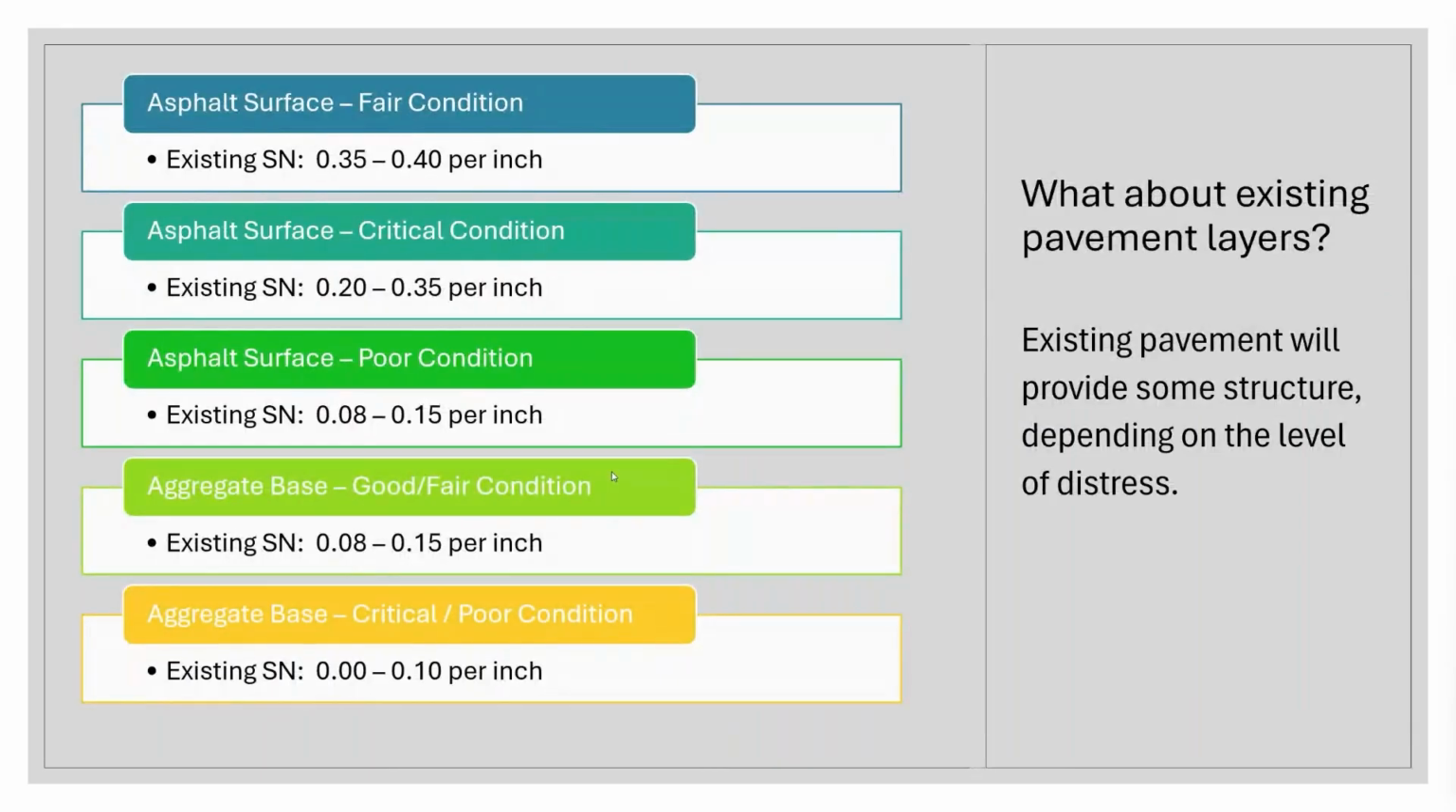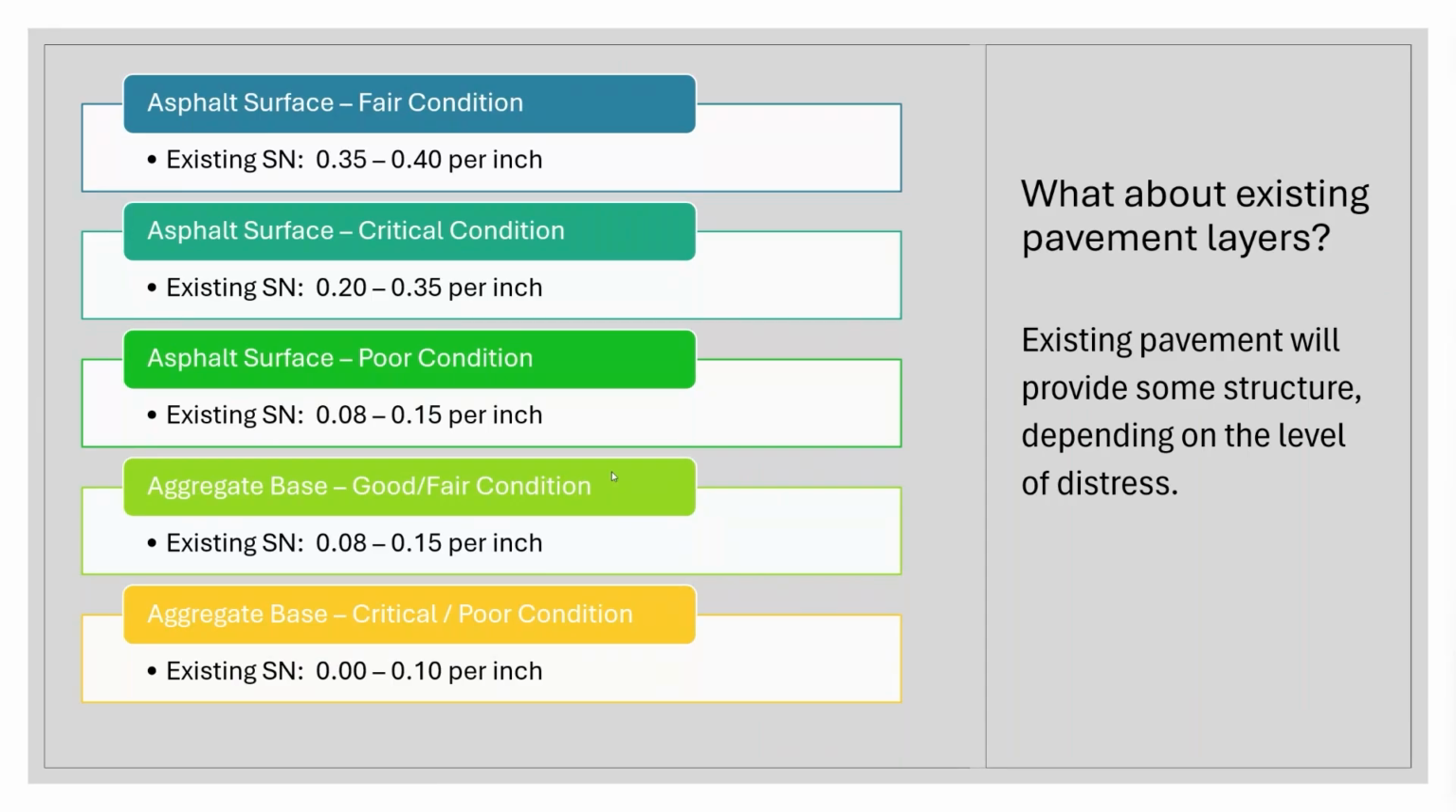Okay, now the other question that comes up is, what about the existing pavement layers? What if you already have some layers and you're looking at trying to beef that up, but using the structure that you have? You're not really starting from subgrade up. Well, you can get some structural benefit from those layers that are already there. So if you have an asphalt surface in fair condition, you're not going to get the full 0.44 layer coefficient, but you might get 0.35 or so per inch.